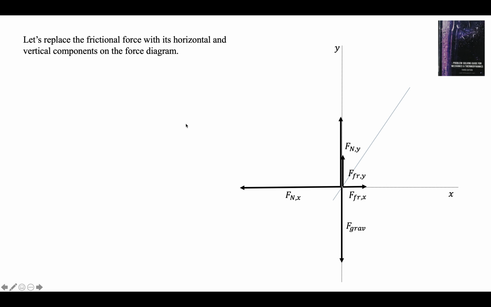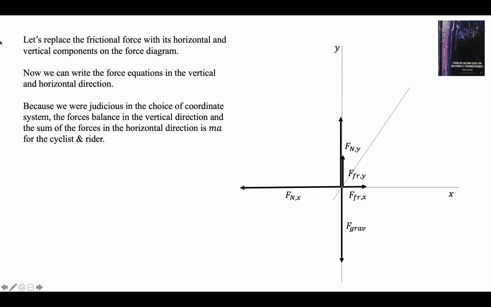Now we can write the force equations in the vertical and horizontal direction. Because we were judicious in choosing our axes, the sum of the forces in the y direction is 0. All of the acceleration is in the x direction. So the forces balance in the y direction. In the vertical direction, the normal force in the y direction plus the frictional force in the y direction balances the force of gravity. So the normal force component and the frictional force component in the y direction are holding up the bike and the rider. The components in the y direction balance mg.